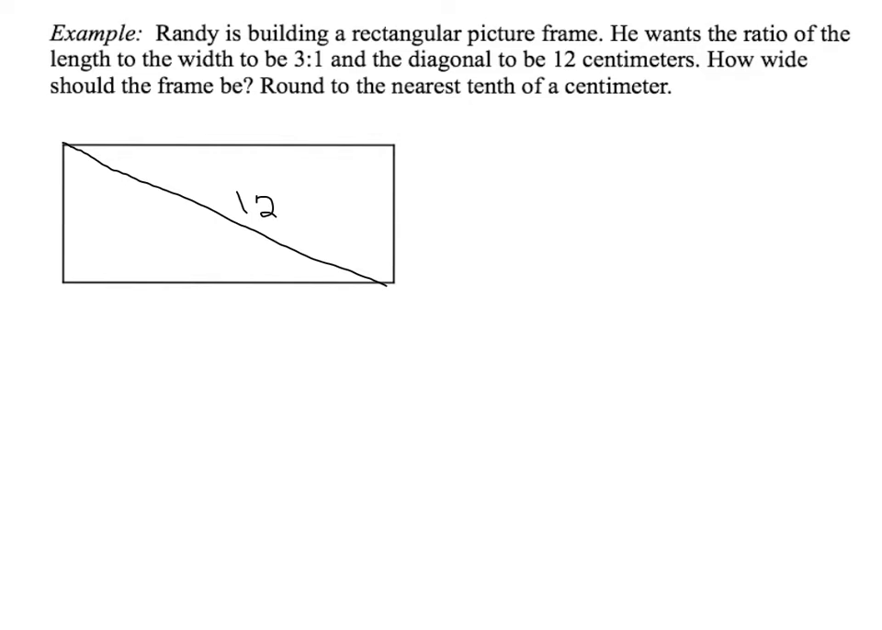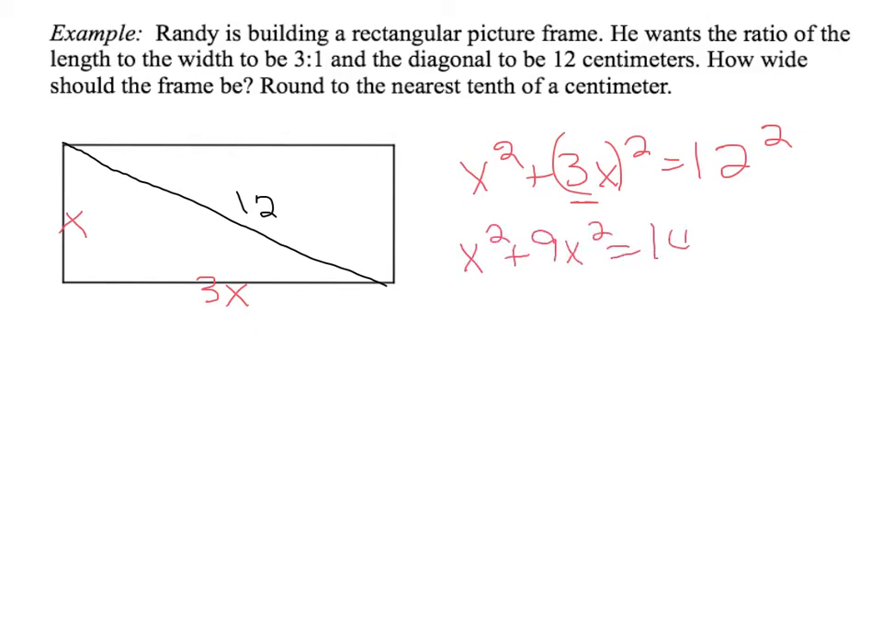Okay, so we have to multiply both of those by the same number in order to get back to my original. If you remember, we used to multiply these by x. So length to width, we've got 3x by x. Now we can use our Pythagorean theorem to help us actually figure out to the nearest tenth of a centimeter how wide the frame should be. A squared plus b squared equals c squared. We have x squared plus 3x squared equals 12 squared. Remember, it's the whole thing being squared.